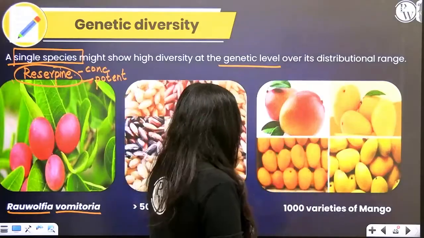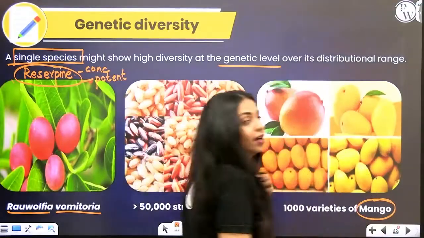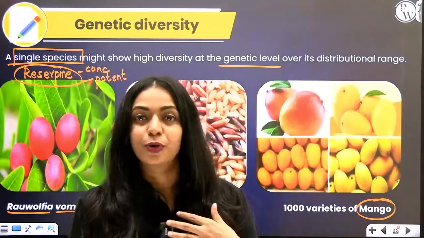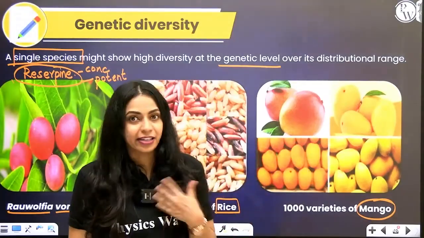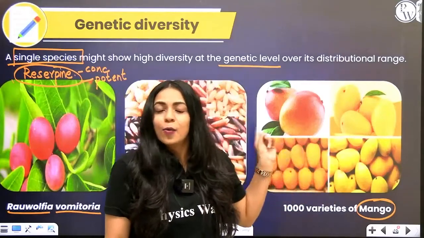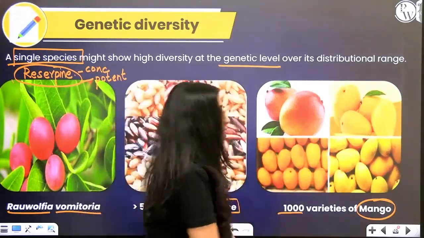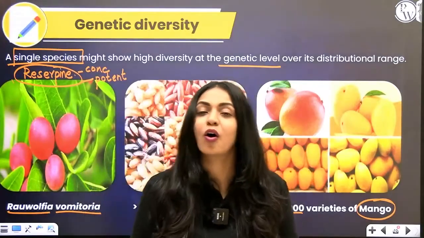Similarly, I'm sure everybody here knows that mango exists in so many different varieties, right? It is our national fruit. It is called the king of fruits, and it is my favorite fruit personally. We have so many different types of varieties that are found in India. In India alone, there are about 1,000 varieties of mangoes.